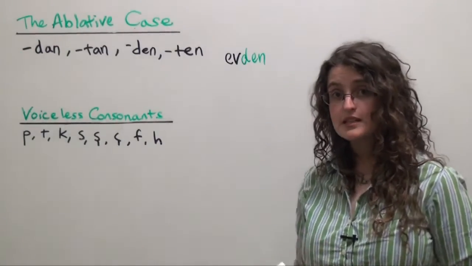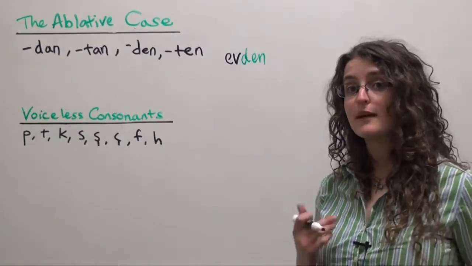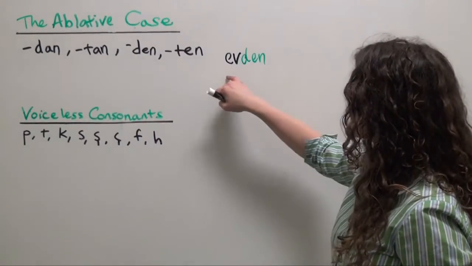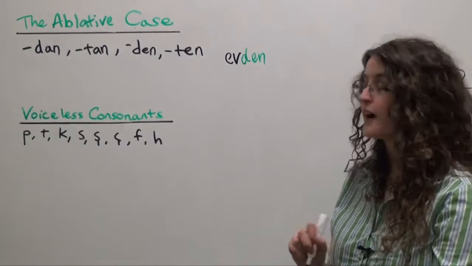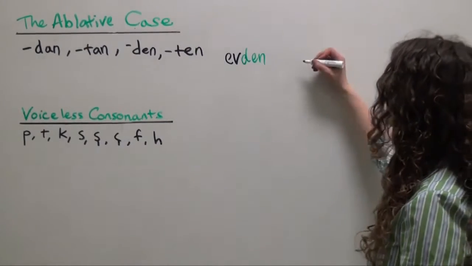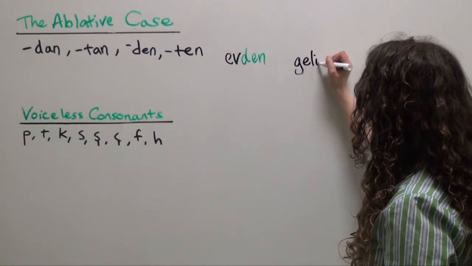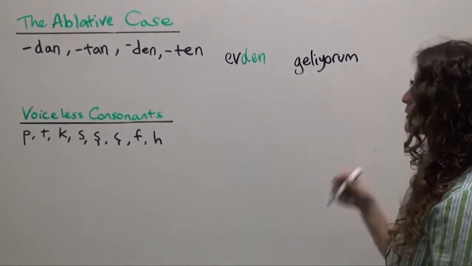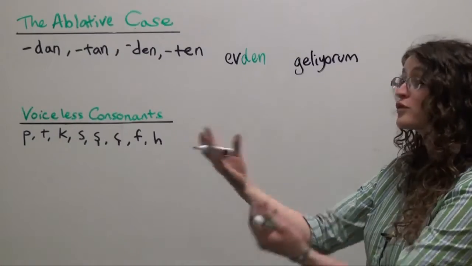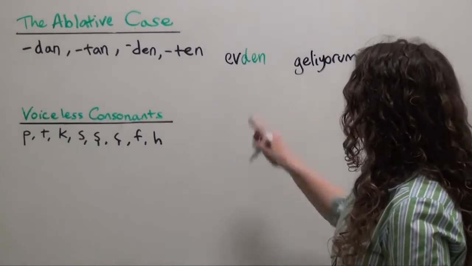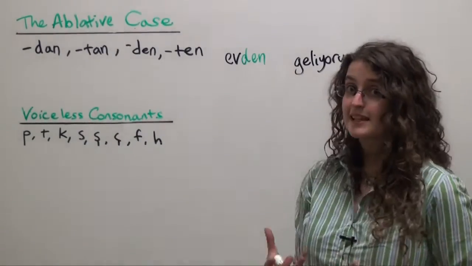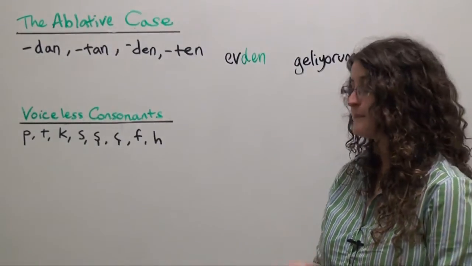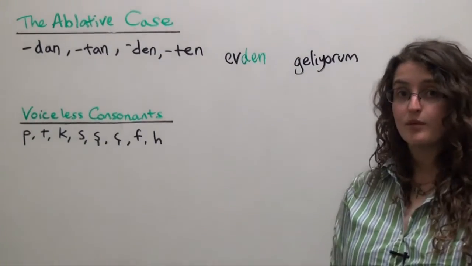So if we want to say in Turkish, I am coming from the house, we'll simply say evden, from the house, I am coming, geliyorum. Evden geliyorum, I am coming from the house. So the ablative ending in this case carries the meaning of motion from. Let's look at another example.